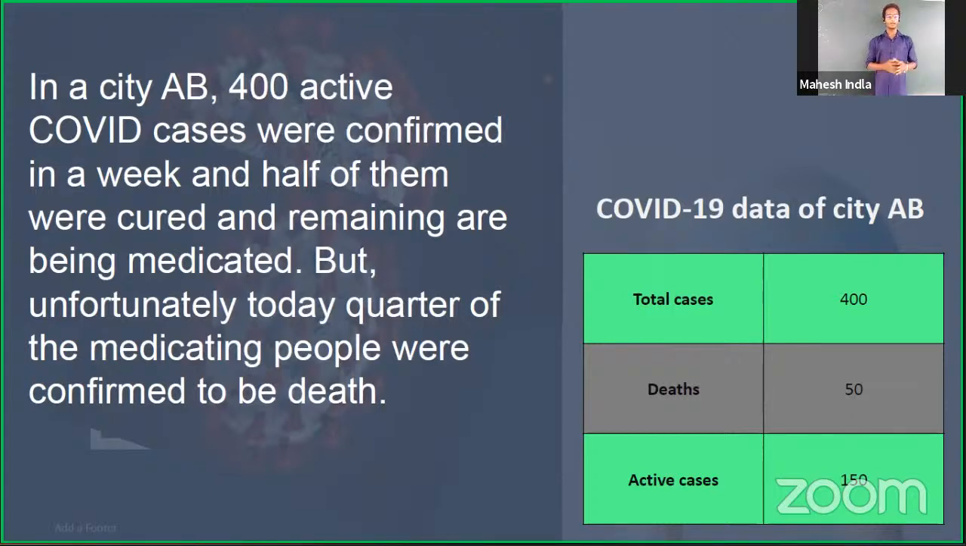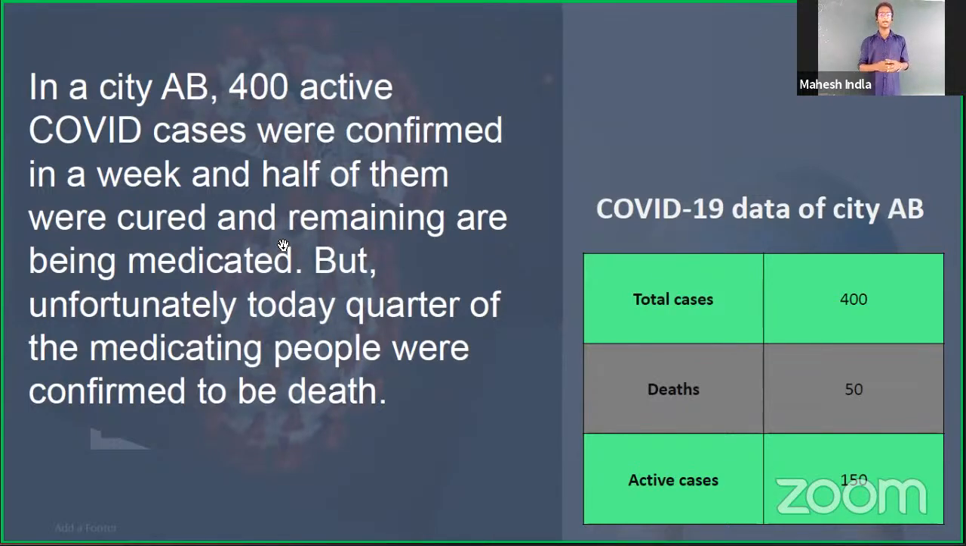Okay, here on the screen you will see a small statement about the information about the city AB. In a city, 400 active cases were confirmed in a week, and half of them were cured and the remaining are being medicated. But unfortunately, today a quarter of the medicated people were confirmed to be dead.